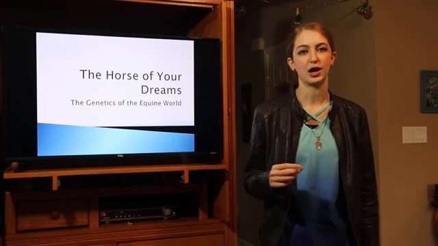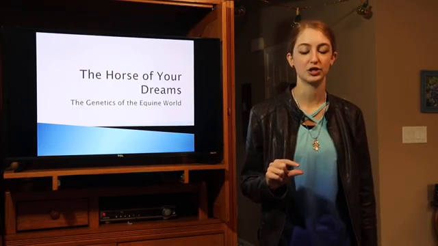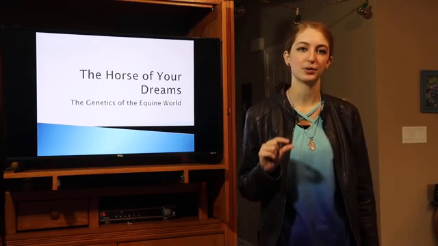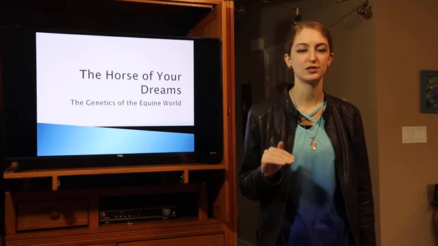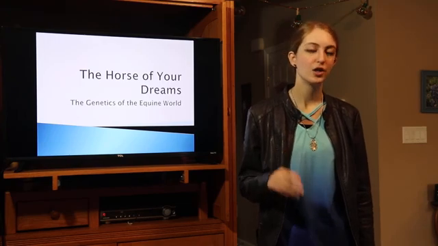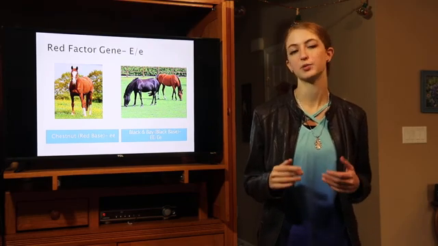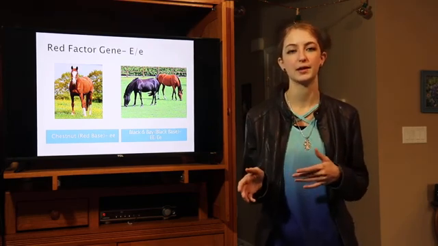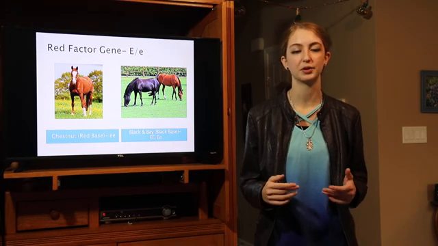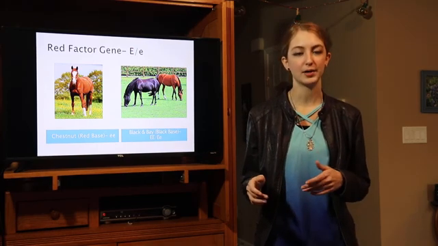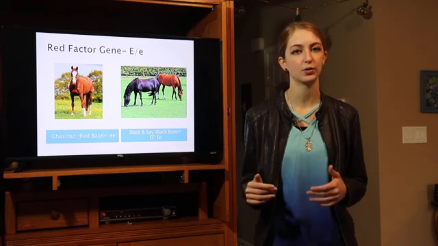In my presentation, I'll use a capital letter to symbolize a dominant trait or gene, a lowercase letter to represent a recessive gene, and an underscore to mark that the status of the gene has no physical effect. The first trait is the red factor gene, which determines whether a horse has a red base or a black base. A red-based horse is recessive and is typically called a chestnut. The black-based horse is dominant but does not necessarily guarantee a solid black horse.